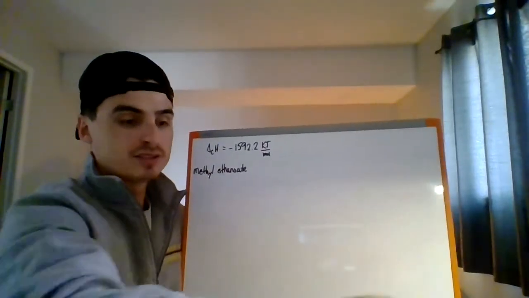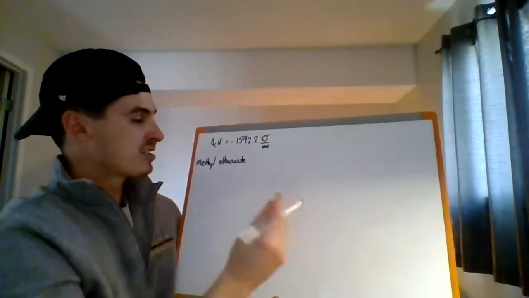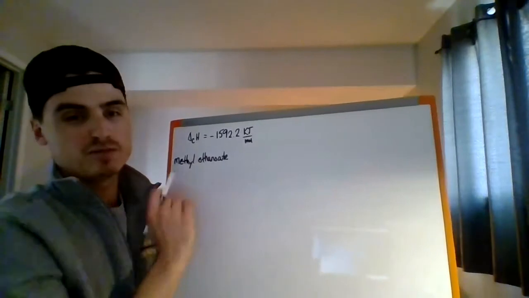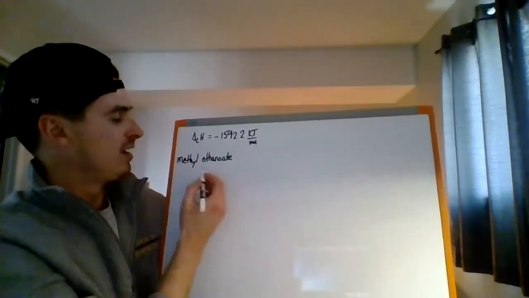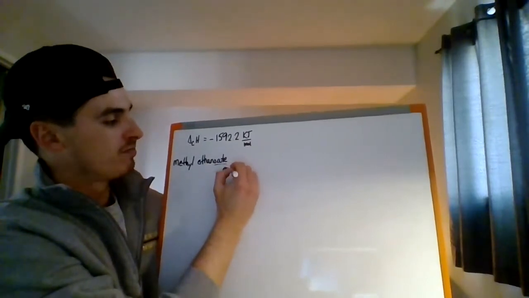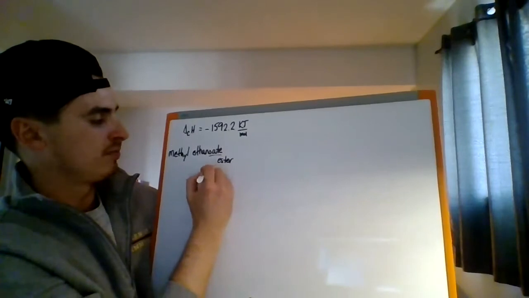In order to write a balanced chemical reaction, I need to know the chemicals that are in it. So obviously I'm going to have oxygen, CO2, and water, but I need to figure out what methyl ethanoate is. So remember that methyl ethanoate is an ester. Okay, an ester has this sort of connection.